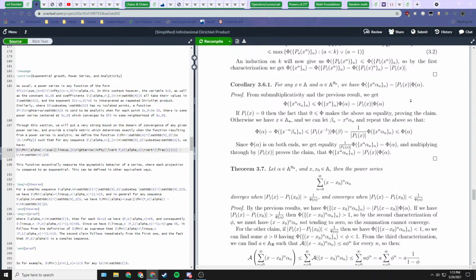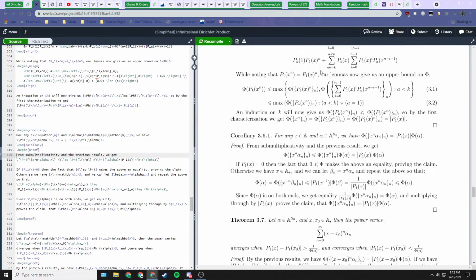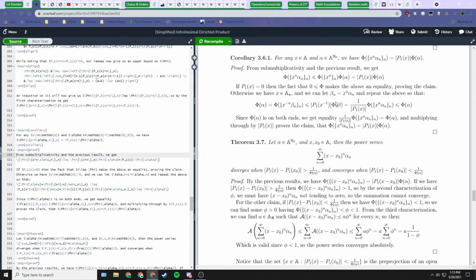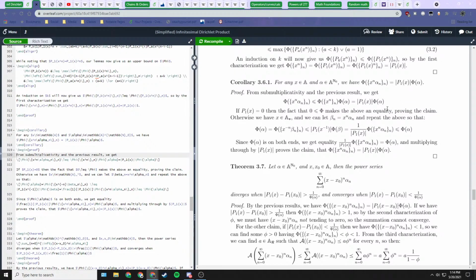And the way to prove this, we already know that we have sub-multiplicativity of our capital phi function. So when we multiply these two sequences, x power n times alpha sub n, the phi value of this product is bounded by the product of their phi values. So phi value of x power n times phi value of alpha. But just as in the theorem we just did, the phi value of x power n is just the absolute value of p1 of x, the first component of x. So we have this inequality first.